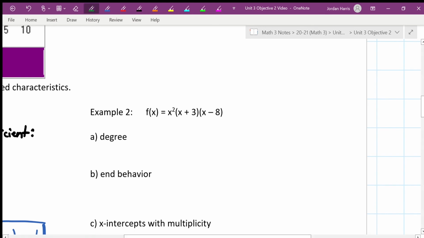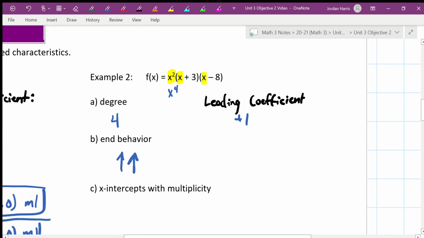It says degree, so we take from each piece, we take the highest power, right? Each parenthesis, and then the one in front, that's the GCF. We also have to take that into account. So that would be x squared times x, which is x to the 4th. So it's the degree of 4. Once again, don't forget about the leading coefficient, which is, once again, positive 1. So it's a 4th degree, even degree with a positive lead, and behavior is up, up. You can look at your table if you need to see it.